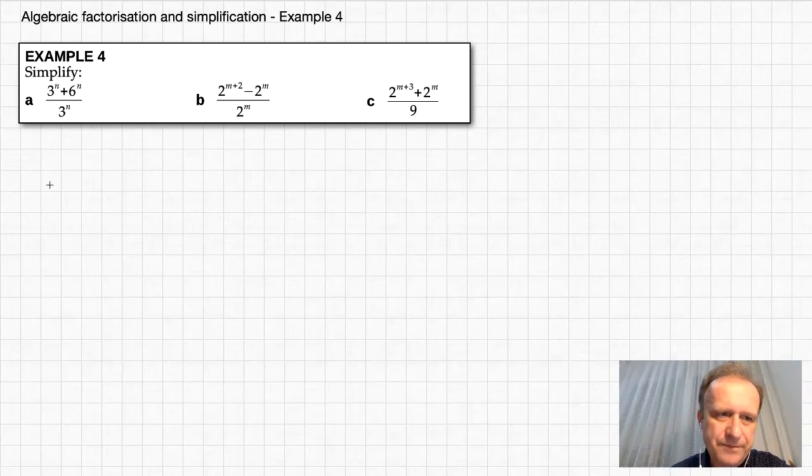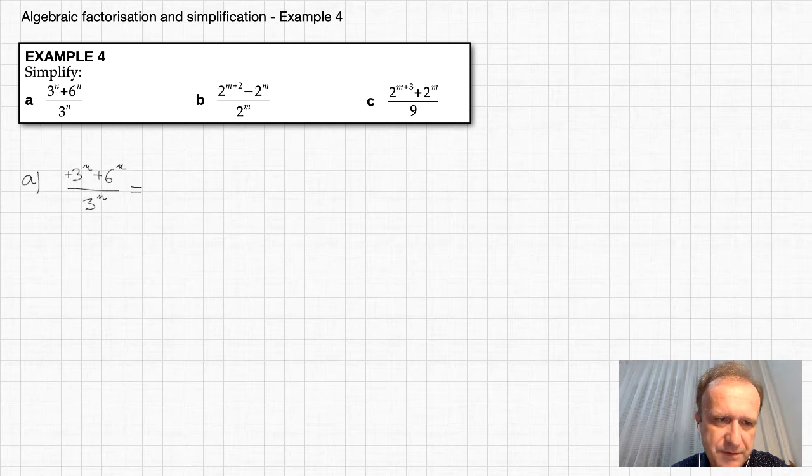Example 4, simplify. Okay, again we have fractions here, so let me copy the first one: 3 to the power of n plus 6 to the power of n, divided by 3 to the power of n. Now, again, I'm going to apply the strategy of replacing bases by a product of convenient prime factors.